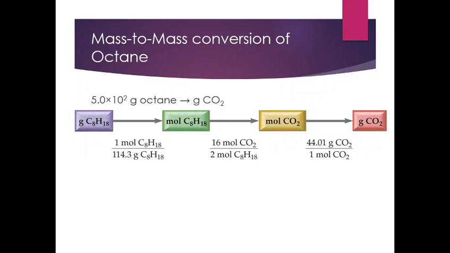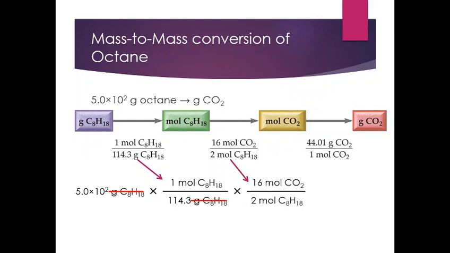The next thing is just to set it up appropriately so everything cancels out the way we need it to. In this problem, I give you 5.0 times 10 to the 2 grams of octane, so we want to go from grams of octane to moles of octane. We need to use the molar mass of octane and set it up so grams cancels out with grams. The next step is to go from moles of octane to moles of CO2. Use the balanced chemical equation, which tells you that there are 16 moles of CO2 for every 2 moles of octane. You need to put the moles of octane on the bottom because we need to cancel the moles of octane from the previous step.